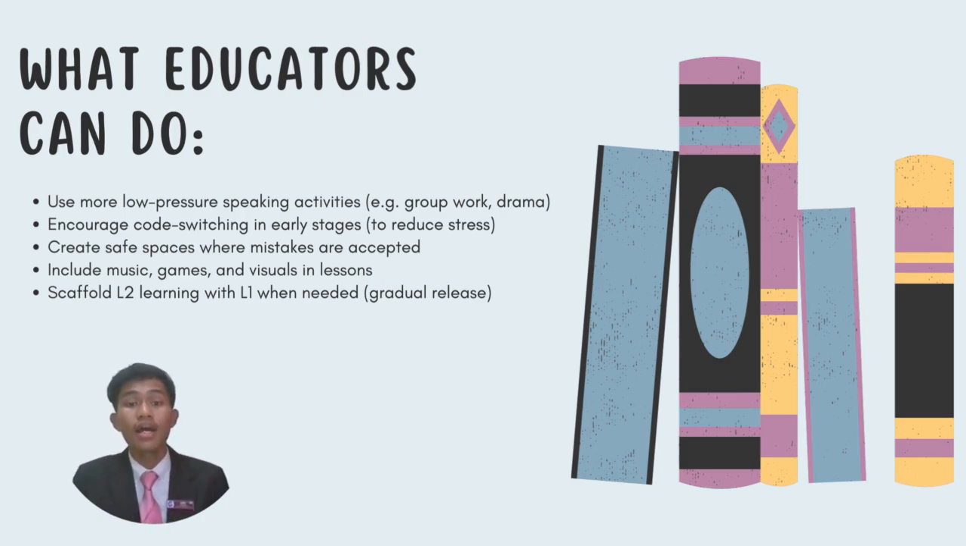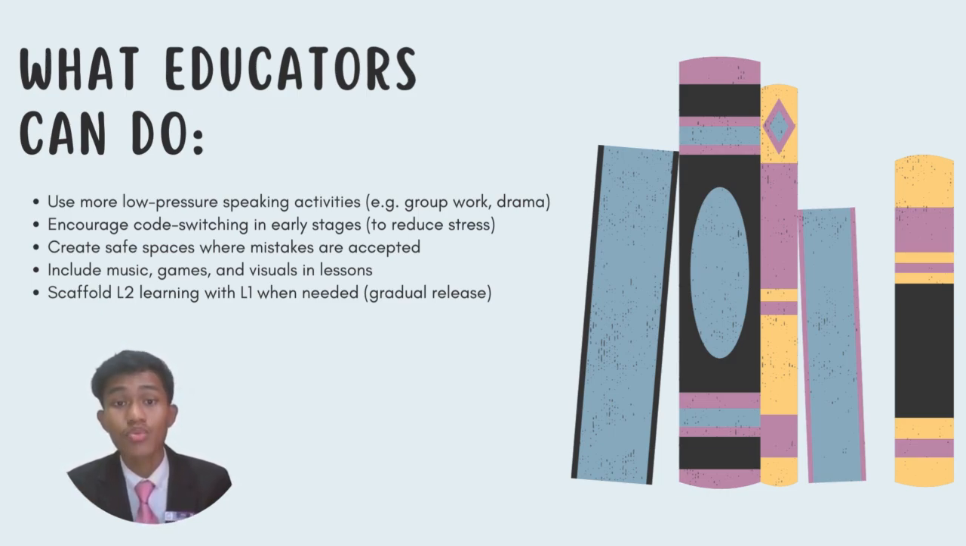Secondly, we should use low pressure speaking tasks, which are activities like storytelling, drama, and games. These give children a chance to use English in fun, creative ways without the stress of being tested or judged. Third, we must respect and allow code switching between their first, second, or third language, especially in the early stages of learning. Switching between L1 and L2 can actually help children make connections and understand new vocabulary better, so they can remember the new words better.